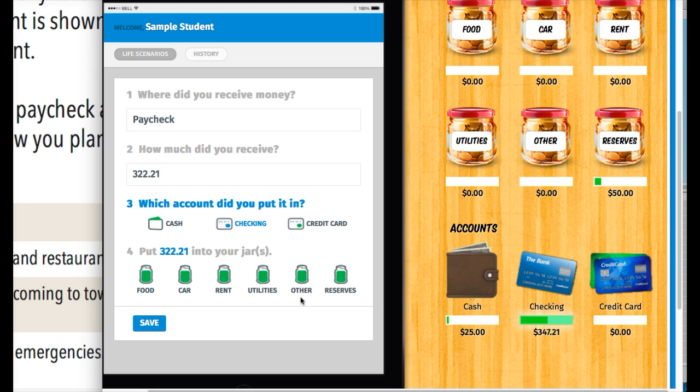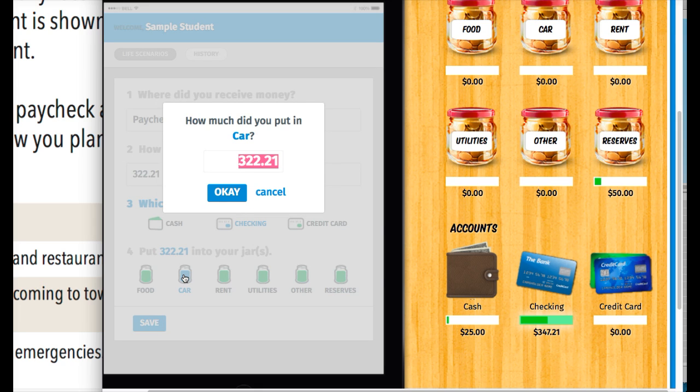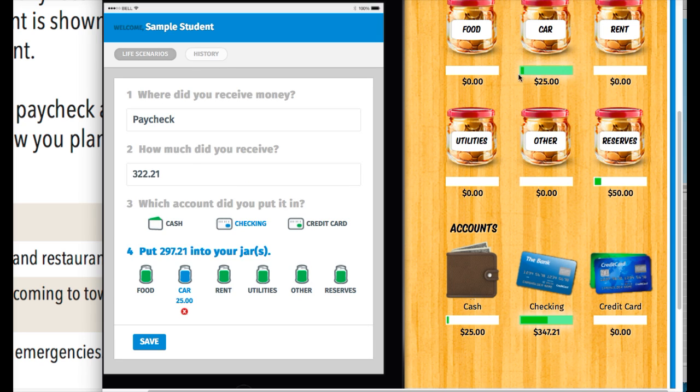$25 for gas. So what I'm going to do is click the car jar, because if you look, gas has car in parentheses. So I click car. Now the money that I put in, the $322.21, is automatically going to type in here. But that's not how much we're putting in the car jar. I'm putting $25 into the car jar. And you'll notice car gets $25 on the right.